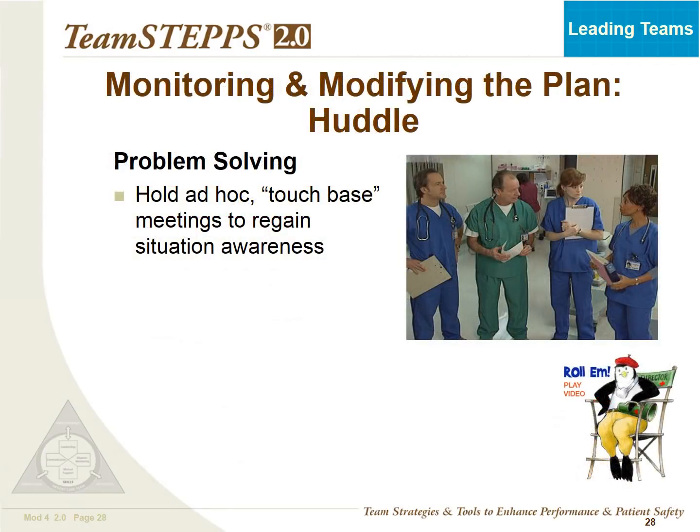Second type of communication tool is called a huddle. This is something that happens throughout or in the middle of a process for a team that brings them back together to touch base and to figure out what's going on so that everyone has situation awareness of what the other team members are accomplishing or having trouble with, so that there might be some readjustment to the plan.